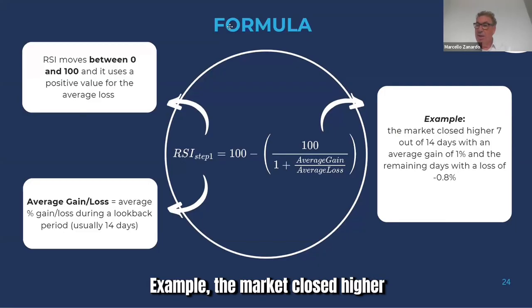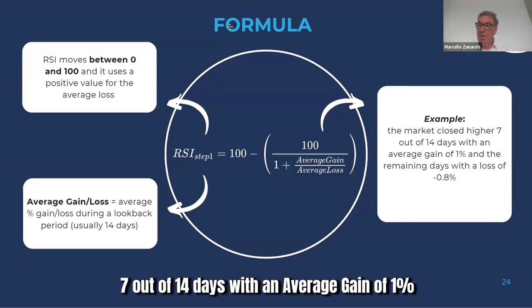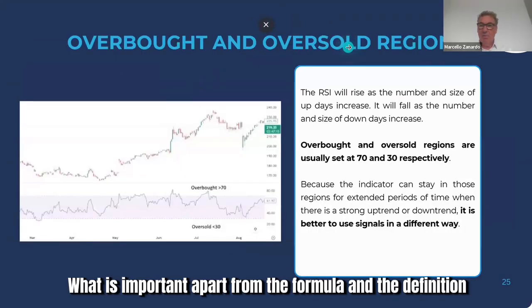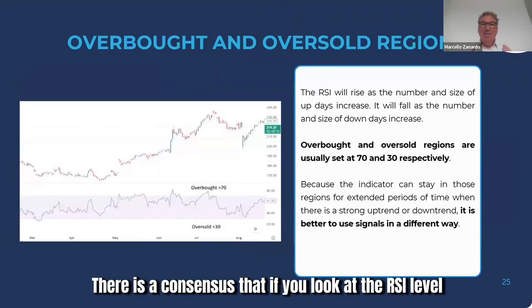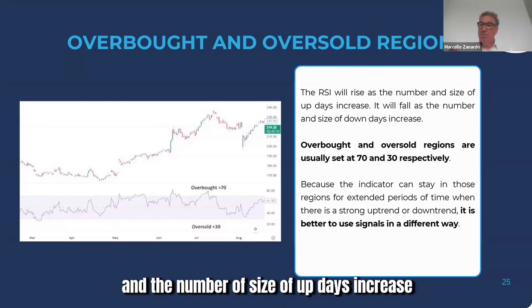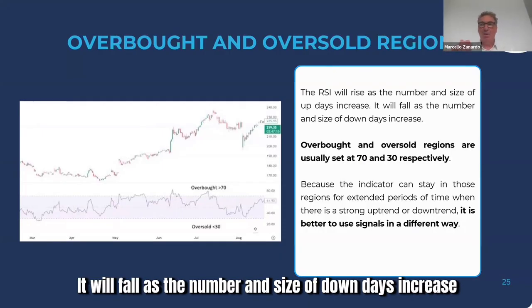Example, the market closed higher 7 out of 14 days with an average gain of 1%, and the remaining days with a loss of minus 0.8%. What is important apart from the formula and the definition? There is a consensus that if you look at the RSI level, which is the lower part of the picture, the RSI will rise as the number and size of up days increase. It will fall as the number and size of down days increase.